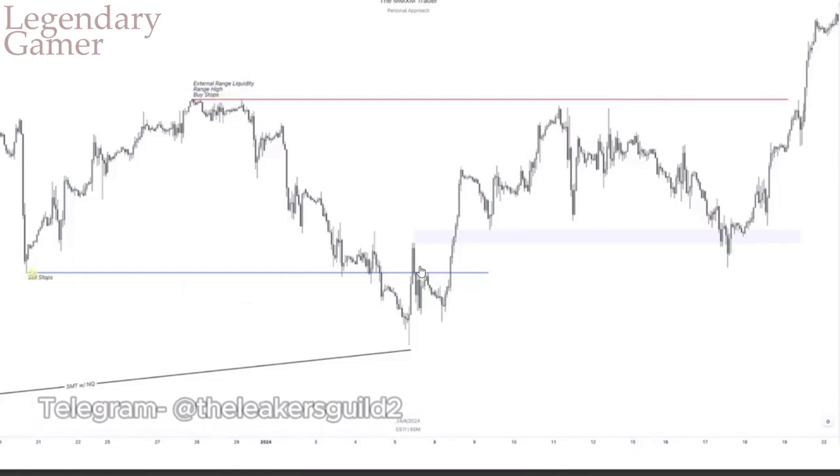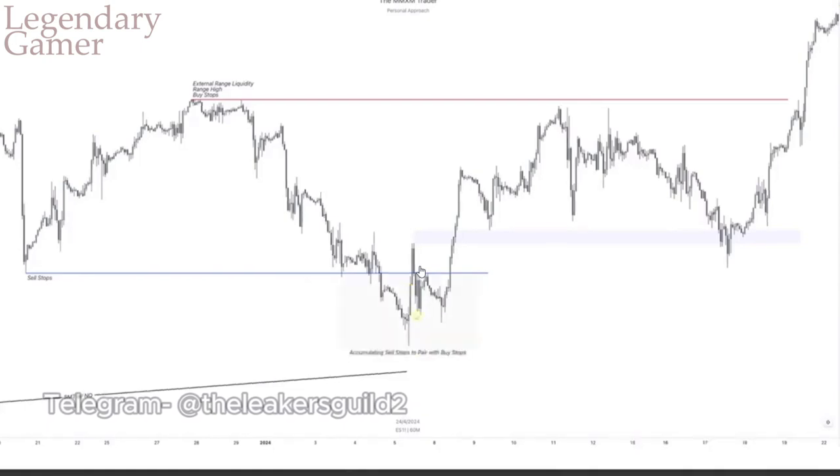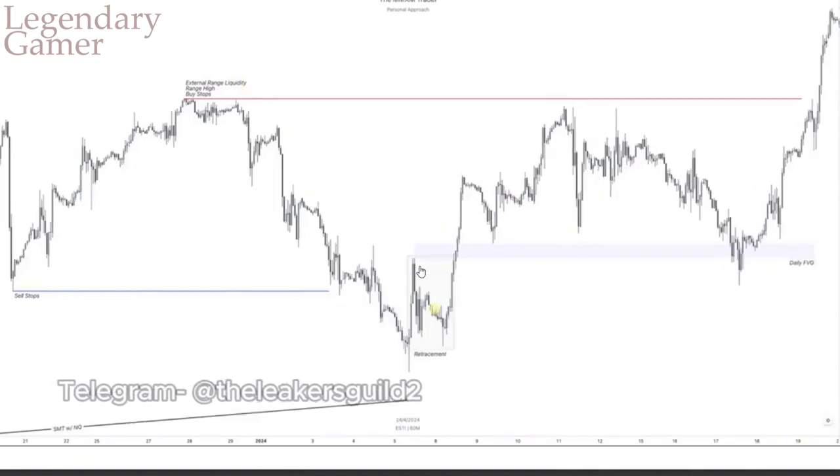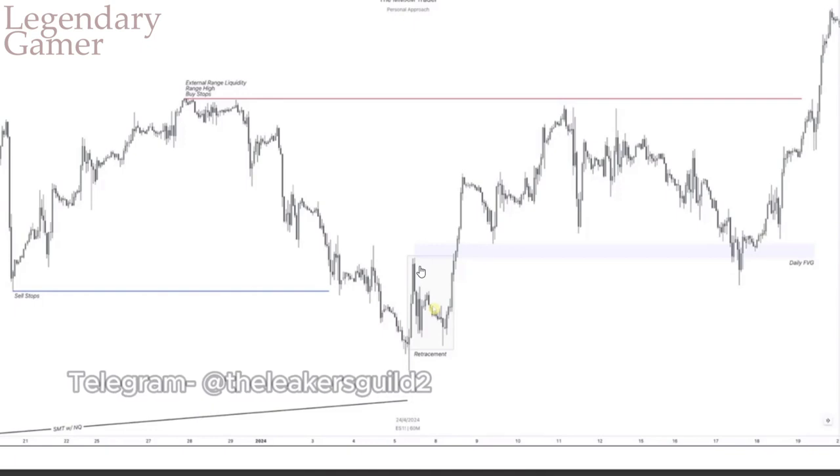So over here we take out this old low, which means we are accumulating those sell stops to pair them up with the buy stops above here. Where does the opportunity lie? Right in the retracement, just like we showed on the daily chart earlier.